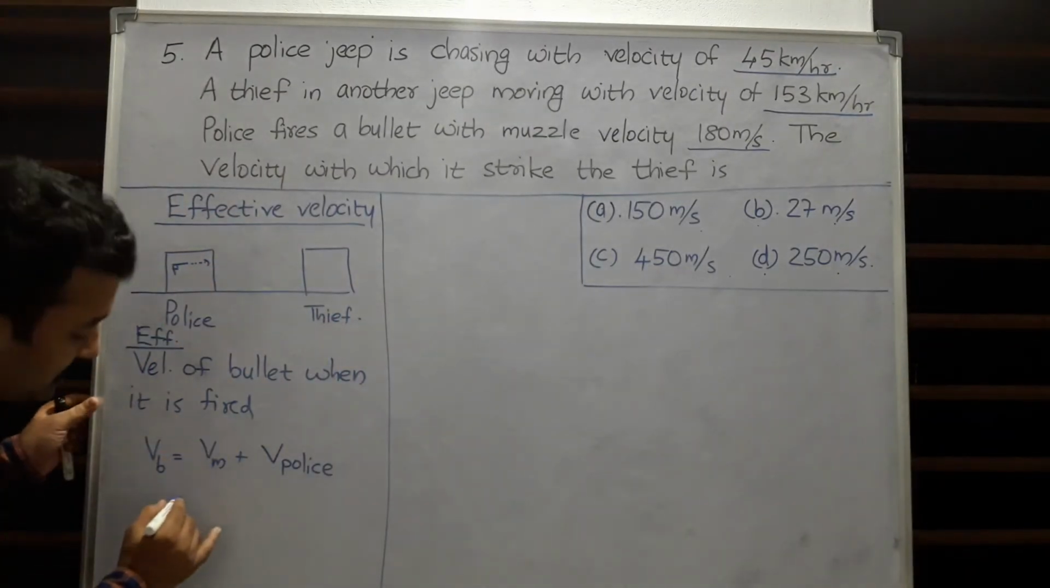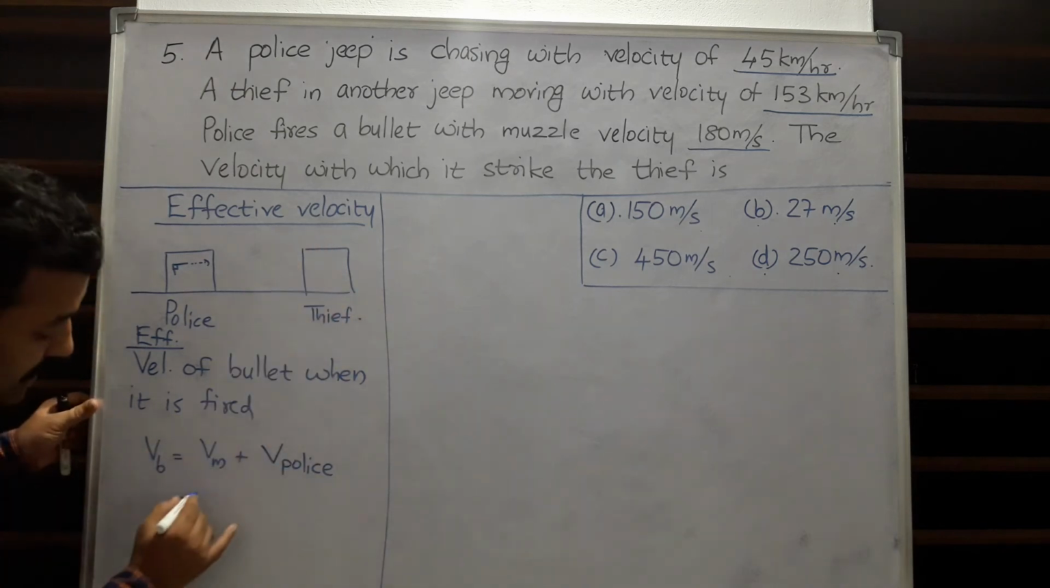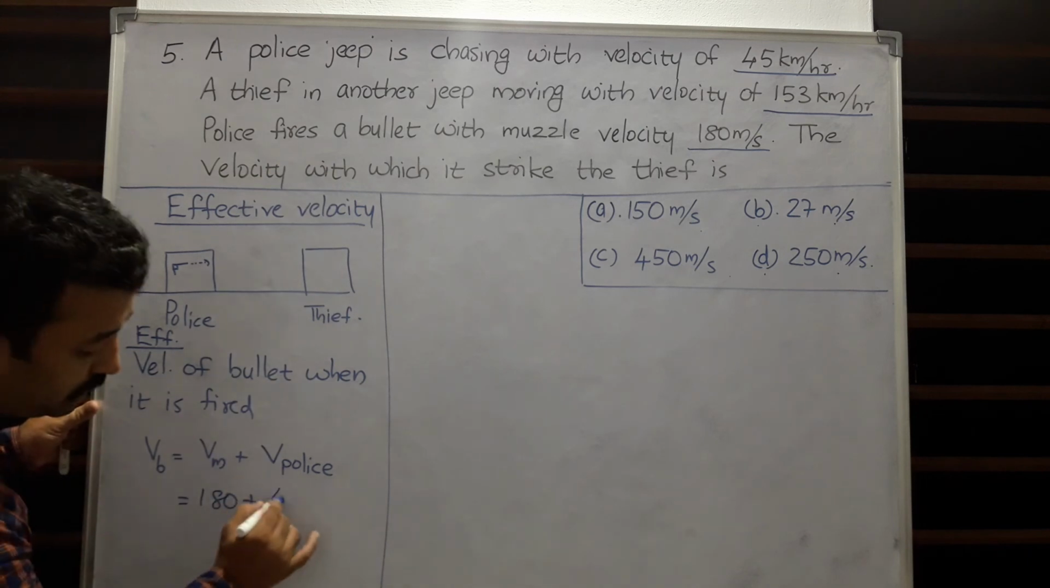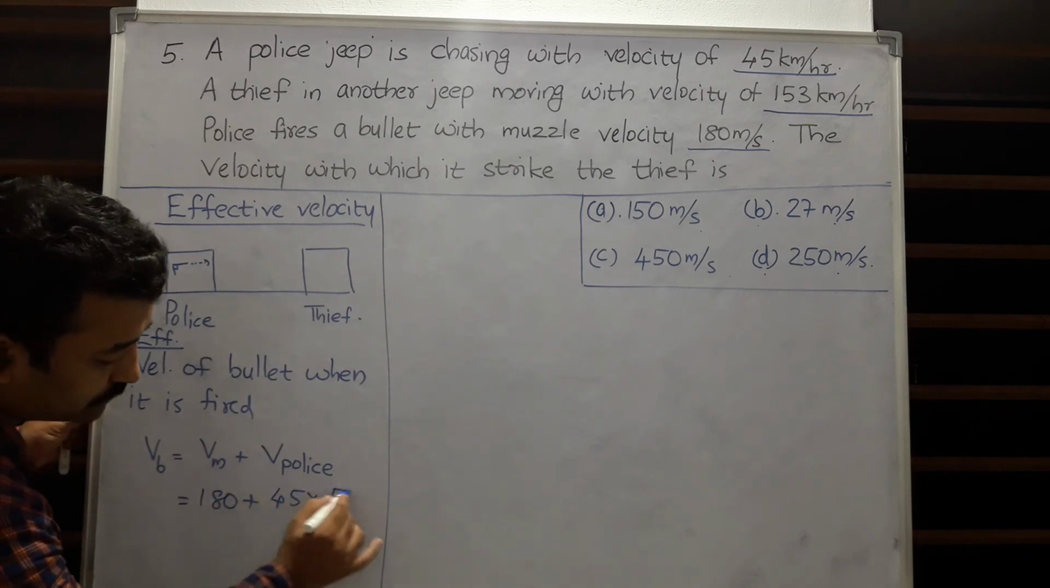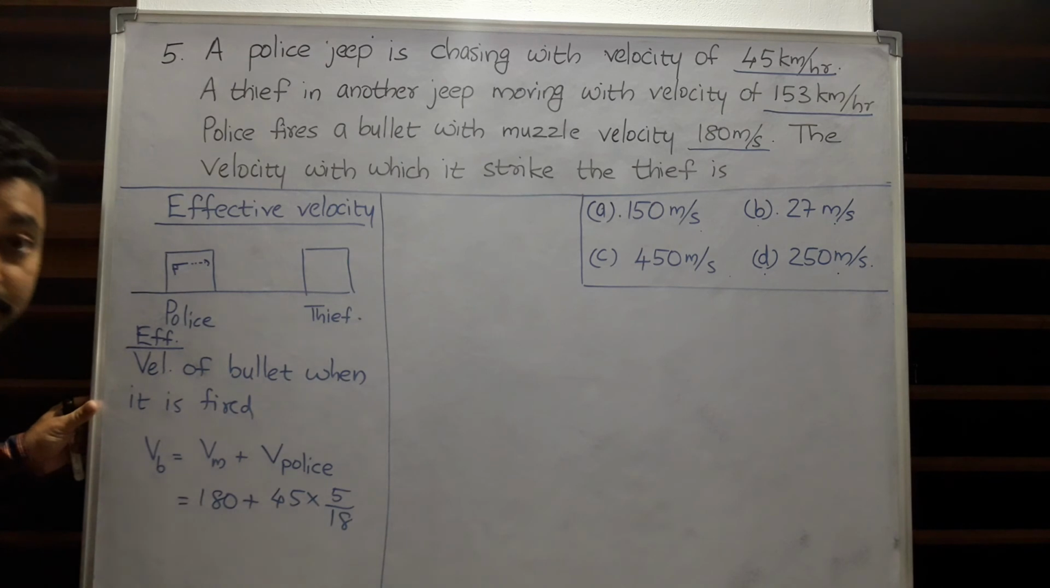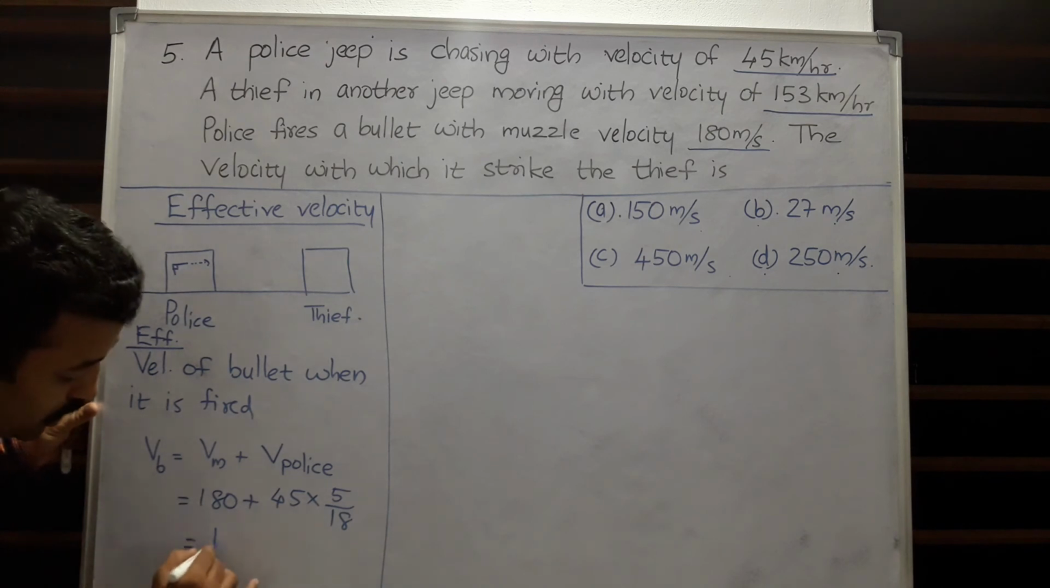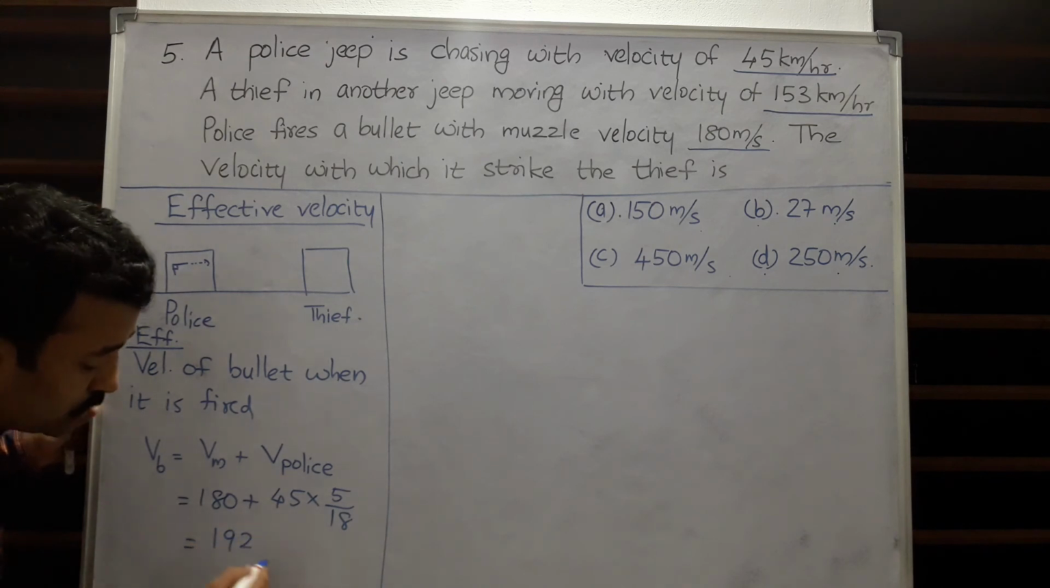So I can put the muzzle speed of the bullet as 180 meter per second, and the police jeep as 45 kilometer per hour. We can convert that into meter per second. Substituting, we will get 192.5 meter per second. This is the value.